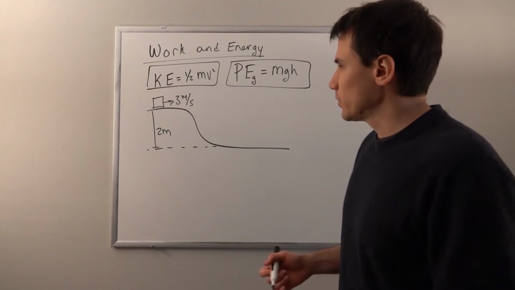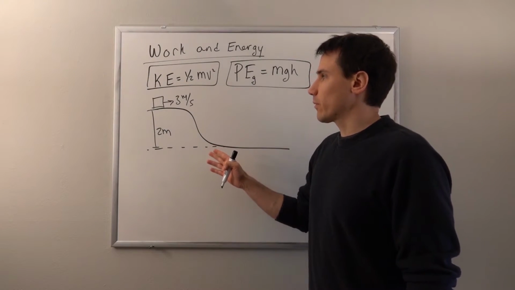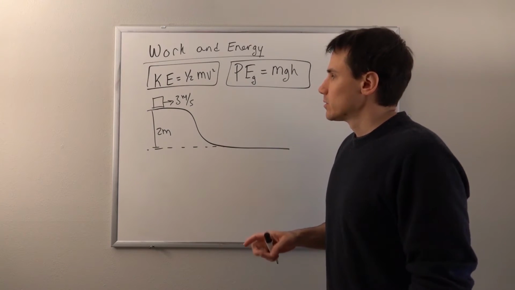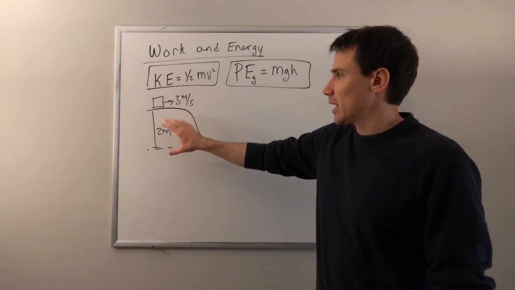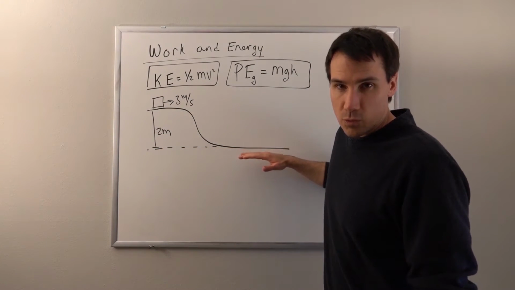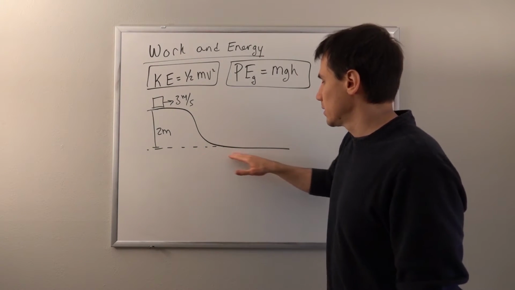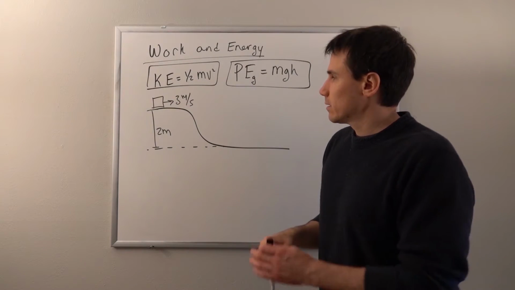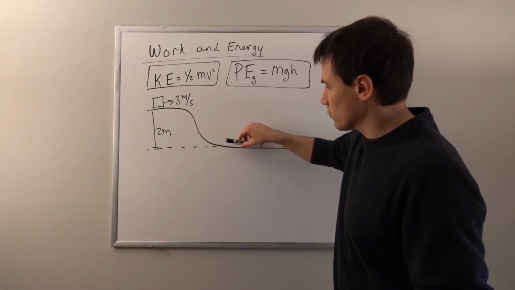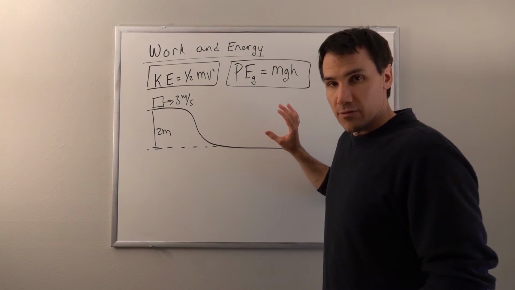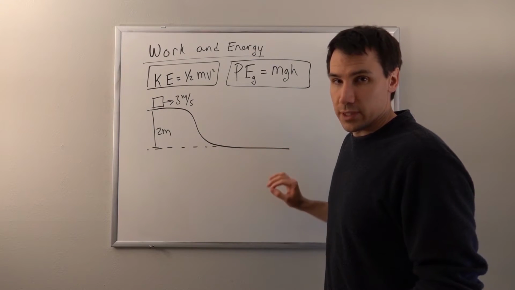Now what we're going to do is we are going to look at the situation where we have a mixture of kinetic and potential energy. So now let's imagine that we have a block that is 2 meters off of what we're going to call the ground at this level here, that is moving at 3 meters per second. And the block moves down this ramp and out, and what we want to do is figure out its velocity when it is over here.